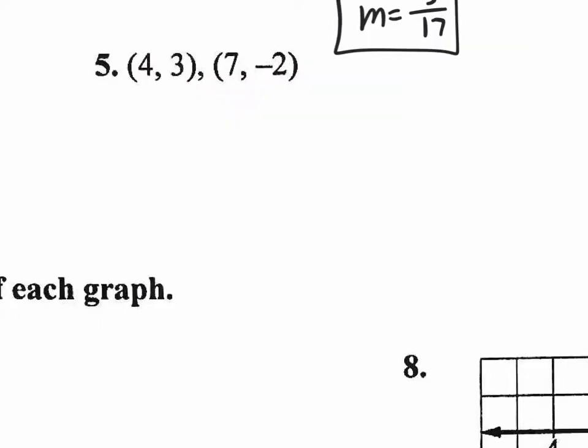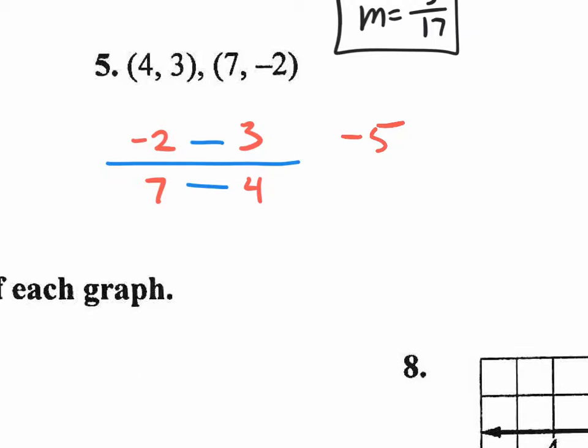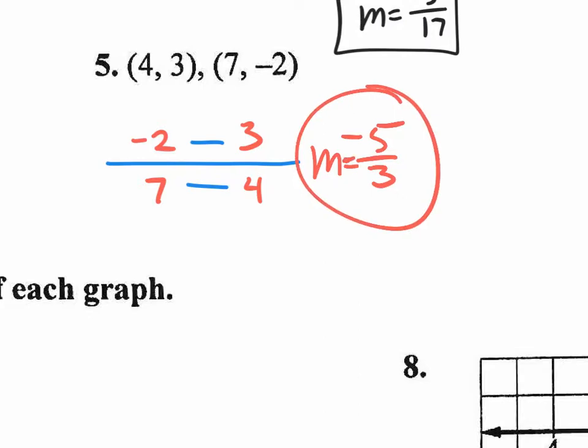So I don't expect you to write the formula every single time. I mean, once you got it down, then you just jump right into it, right? Division, subtractions, and it's y2, which is -2, minus y1, which is 3, over x2, which is 7, minus x1, which is 4. So if this is confusing to you, make sure you write the formula, you label the coordinates, your x1, y1, x2, y2. Up on top, -2 take away 3, that's -5. On the bottom, 7 take away 4 is 3. And that's your slope. So m equals -5/3. That's your slope for number 5.